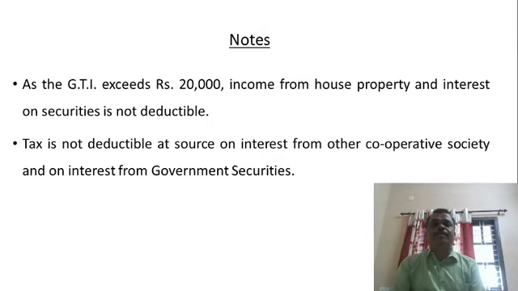Just see the notes. As the gross total income does not exceed 20,000, only then income from house property and interest on securities is deductible; the gross total income must be less than 20,000. But in this problem, gross total income exceeds 20,000. Therefore, income from house property and interest on security is not deductible. Tax is not deductible at source on interest from other cooperative society and on interest from government securities. Thank you.